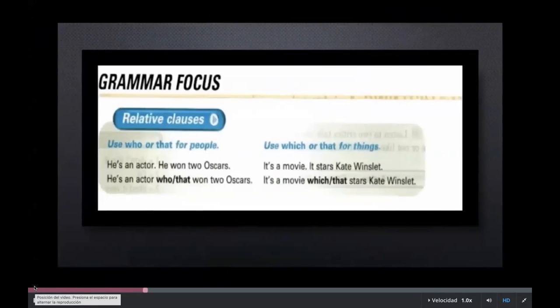Page 89, Exercise 9, Grammar Focus, Relative Clauses. Use who or that for people. He's an actor. He won two Oscars. He's an actor who won two Oscars. He's an actor that won two Oscars. Use which or that for things. It's a movie. It stars Kate Winslet. It's a movie which stars Kate Winslet. It's a movie that stars Kate Winslet.